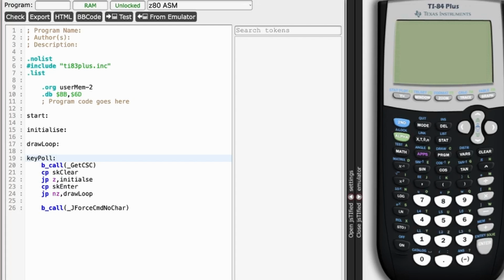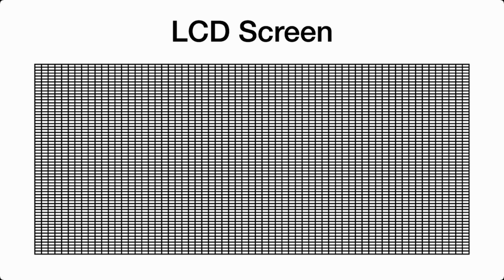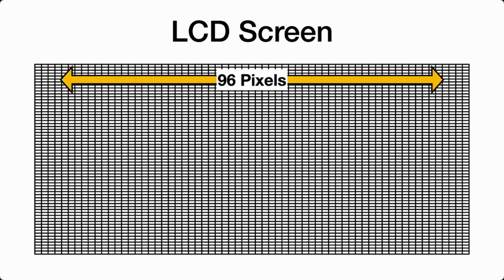But let's now get a character onto the screen. How do we do that? Well, first we've got to understand how the LCD screen actually works. So what's the format of the LCD screen on the TI calculator? Well, it's 96 pixels across and 64 pixels down. The calculator has a special bit of memory to store this column and row data. It's called pen column and pen row.